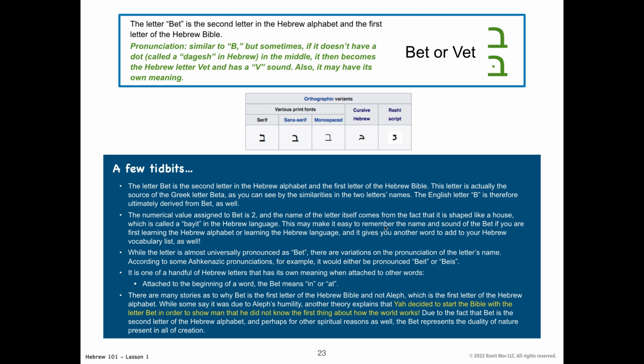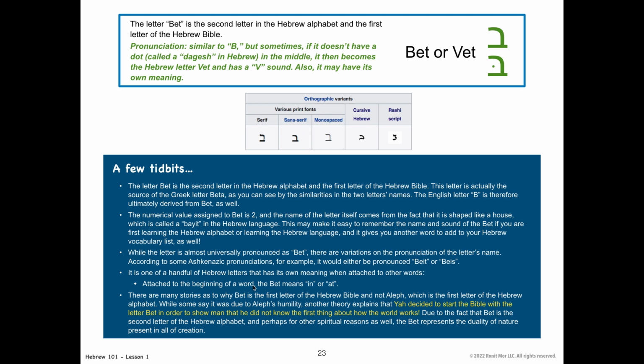This may make it easy to remember the name and sound of the Bet if you are first learning the Hebrew alphabet or learning the Hebrew language. And it gives you another word to add to your Hebrew vocabulary list as well. While the letter is almost universally pronounced as Bet, there are variations on the pronunciation of the letter's name. According to some Ashkenazic pronunciation, for example, it would either be pronounced Beit or Beis.